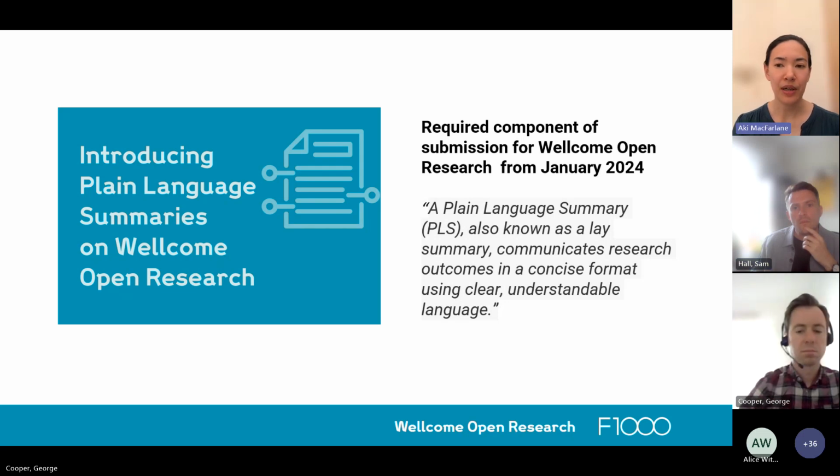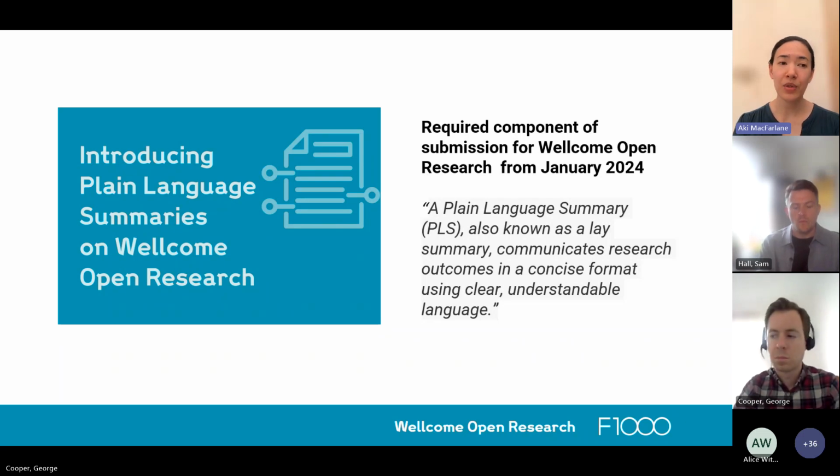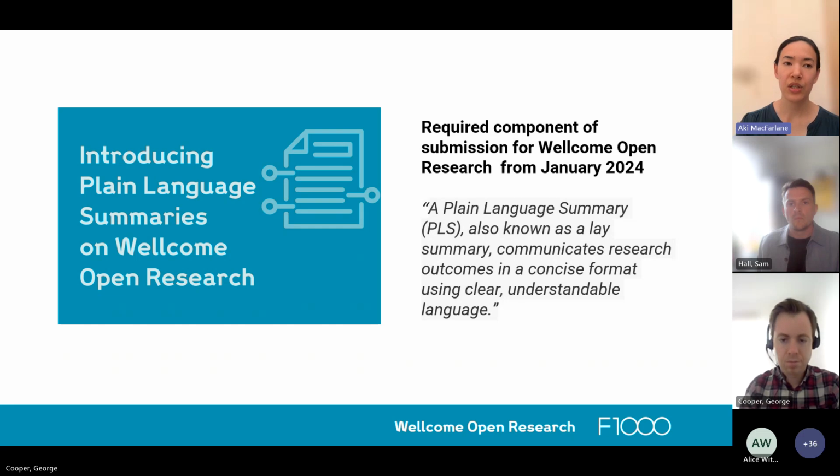Plain language summaries, also known as lay summaries, provide an overview of the research in language that can be easily understood by non-specialists. They're written to help ensure the key messages within research articles reach a wider range of audiences than the article itself would, given that research articles can be full of complex concepts and technical language through necessity.